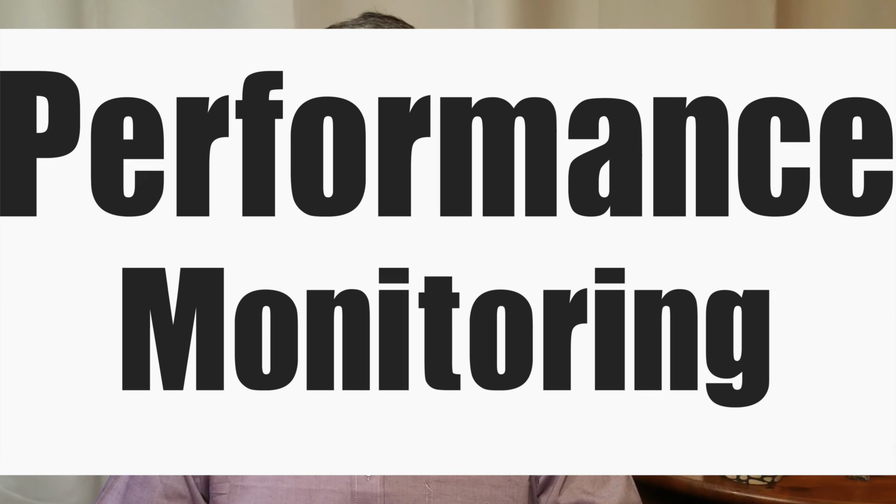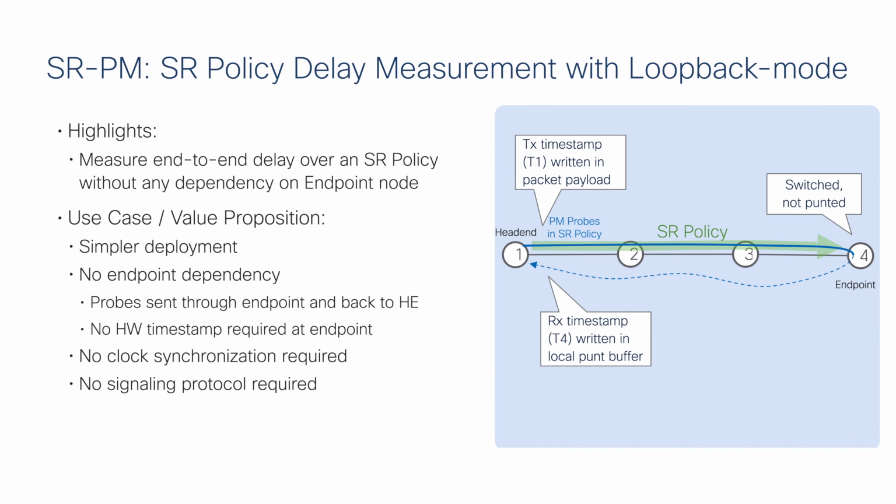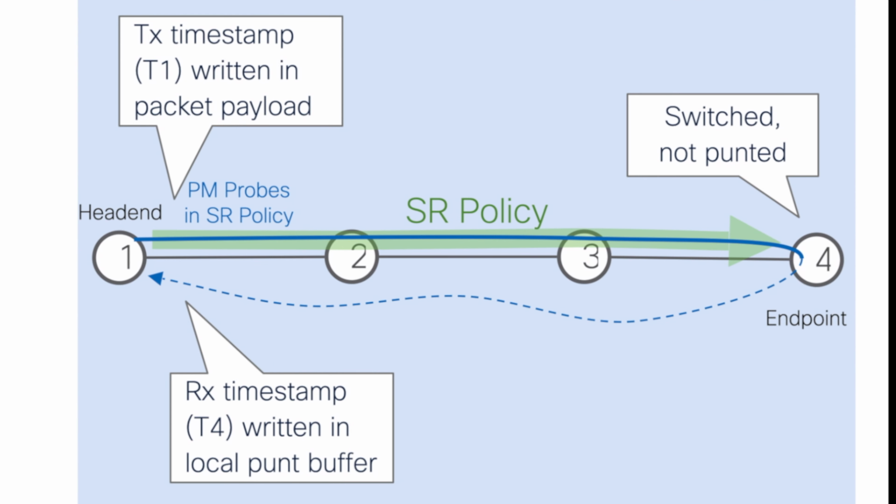Now we move on to our second topic for SR performance monitoring, which is SR policy delay measurement with loopback mode. This is a very important innovation that allows the operator to be able to measure end-to-end delay over an SR policy without any dependency on the endpoint of the policy. It's going to bring a lot of simplicity, and by removing the endpoint dependency, we are just sending probes from the head end to the endpoint, and the endpoint is simply sending them back to the head end.